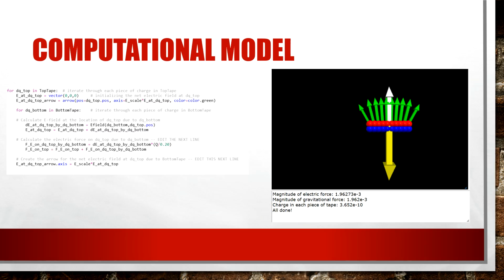This is the computational model for modeling the tape as a distributed charge. To achieve this, I divided the length of the tape into n pieces. In this example, n is equal to 10, but it can be any number. Then the charge of each individual piece was calculated, and the sum of these pieces yielded the total charge of the tape. In this computational model, the charge in each piece ended up being 3.652 times 10 to the minus 10 coulombs, which, if summed over 10 pieces, gives a total charge of 3.652 times 10 to the minus 9 coulombs.